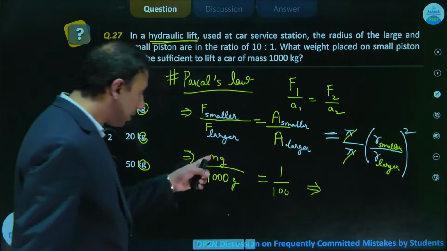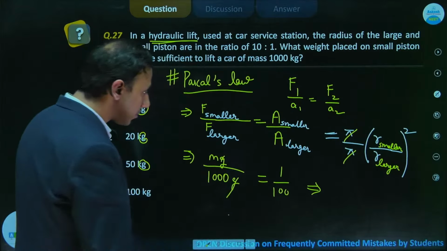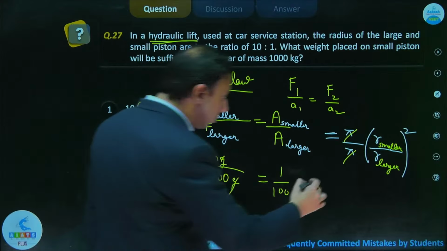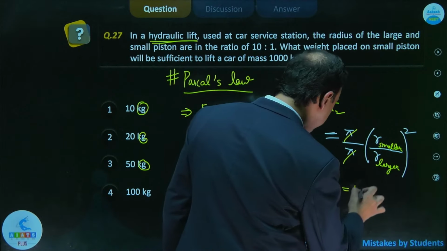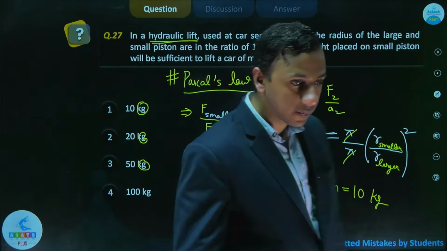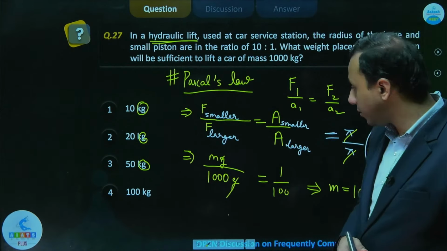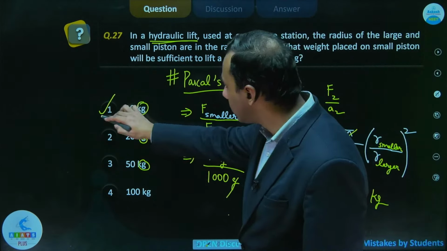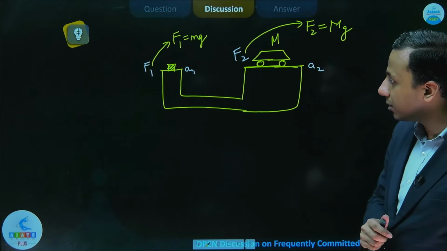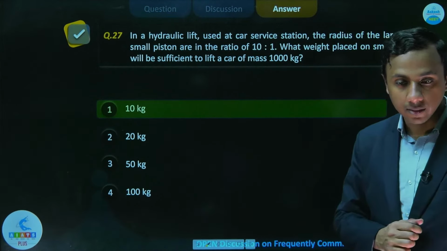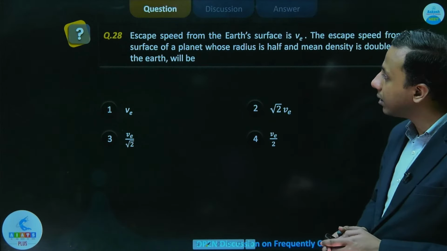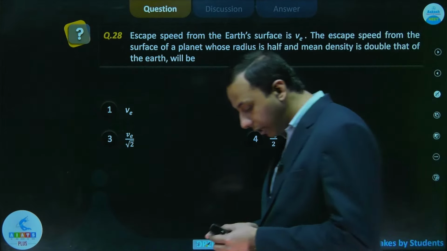So if you solve for it, g and g will get cancelled. 1000 goes over there. 1000/100 will become 10. So m is equal to 10. It is 10 kg. All right. So 10 kg is going to be our answer. Let's check with the answer slide. And yeah, 10 kg is our answer. Let's go. So this was a pretty easy question. Moving on to question number 28.